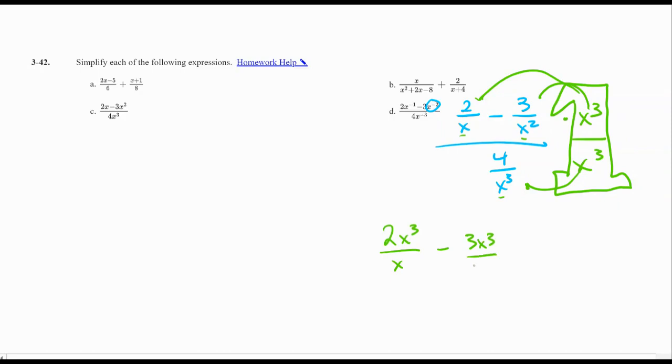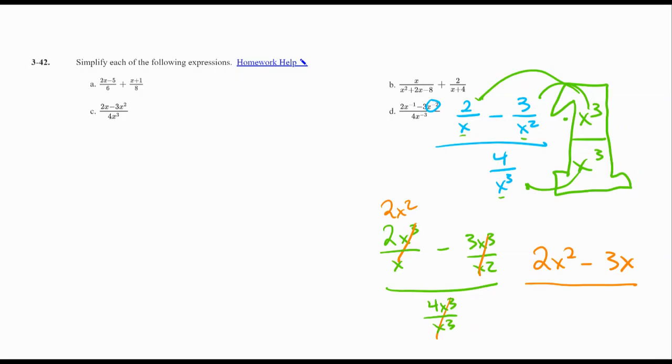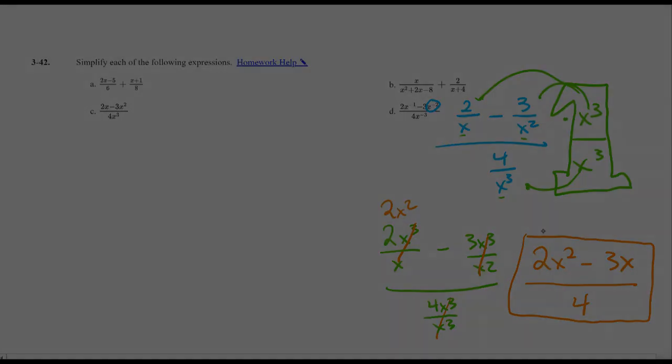3x cubed over x squared and 4x cubed over x cubed. Now I'm going to simplify each of these. So this here becomes 2x squared. This here becomes 3x because 2 of the x's can cancel out. This here becomes just 4. And now I just need to look at this to see if there's anything else that I can cancel. And it looks like we're all good here. So I'll finish with that one as well.